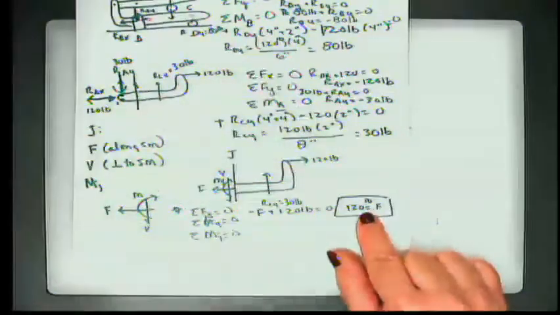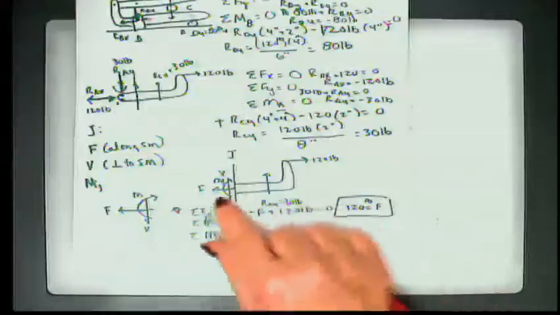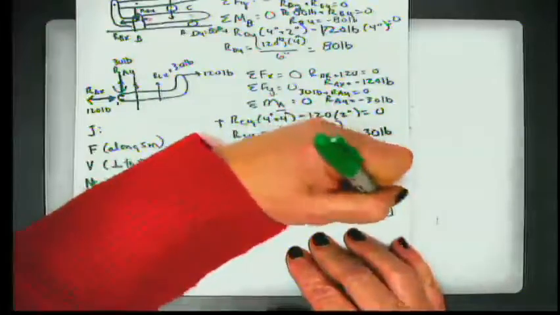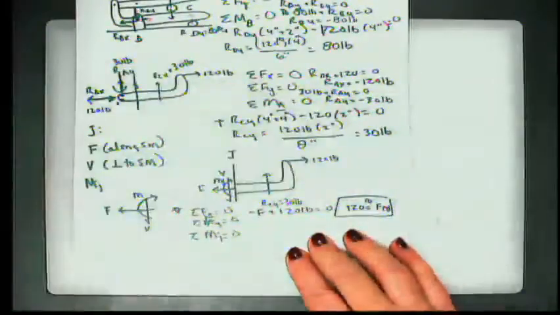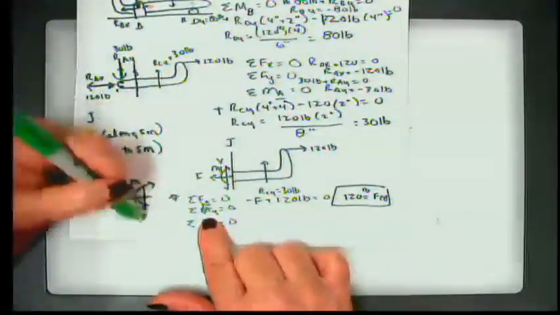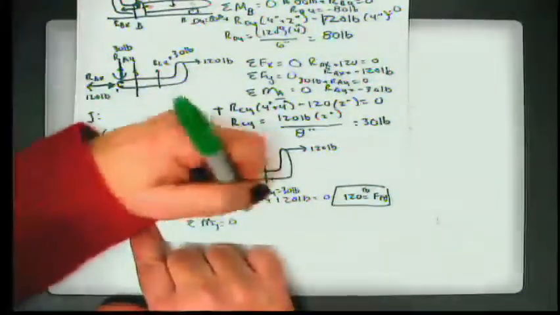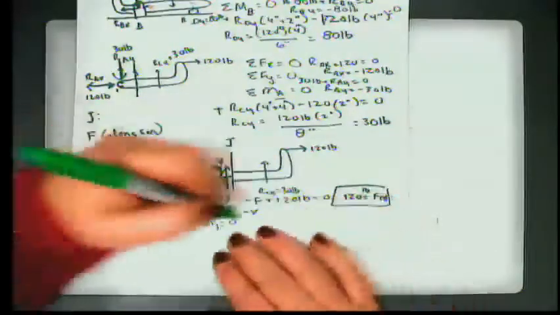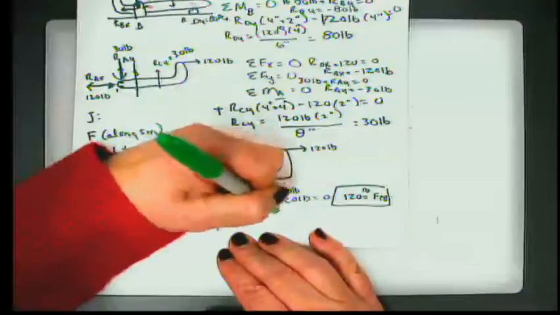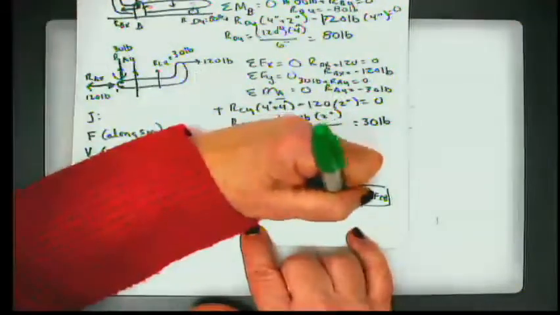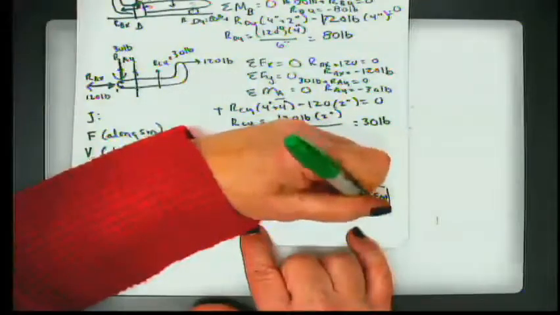Okay, we know this is positive. We know that that means the structural member is in tension. And it is, because we're pulling on it. So it's positive, and we just write that as being tension. Now, in the Y direction, we're going to have these V forces. So here we have negative V, so we've drawn it downward. We have positive RCY, which is 30 pounds equals 0. So that tells me that 30 pounds is equal to V.